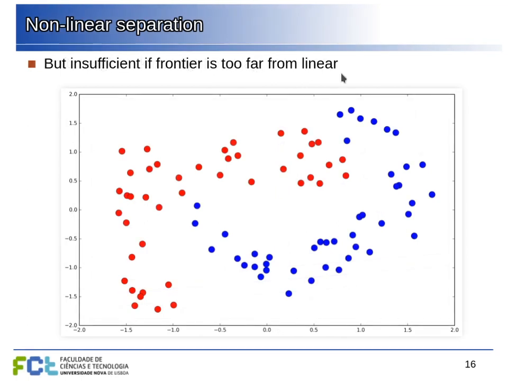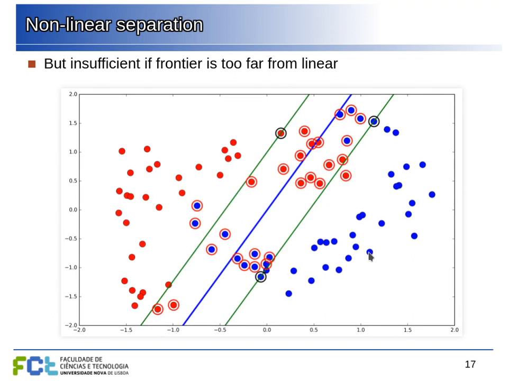But if the frontier is very far from linear in the original space where we have our data, then soft margins will not be appropriate. So we could obtain a linear discriminant here with the support vector machine. By using soft margins, we will have a large number of support vectors that are violating the margin constraint, but the classification here would be very poor because the frontier between these two classes is very far from linear.